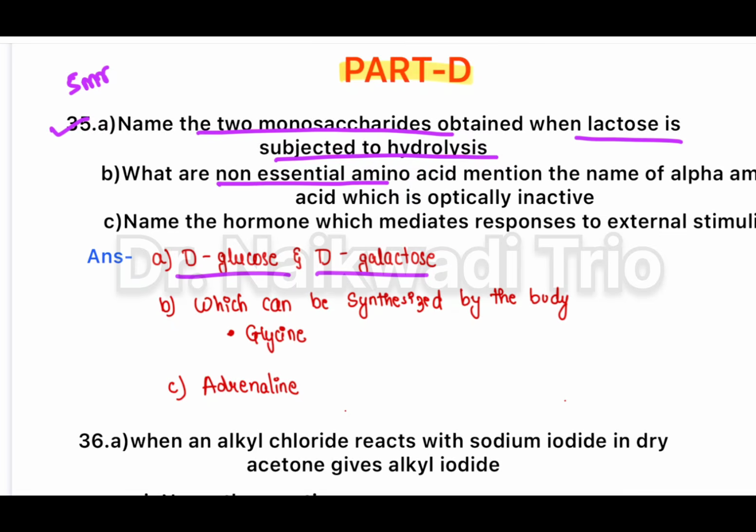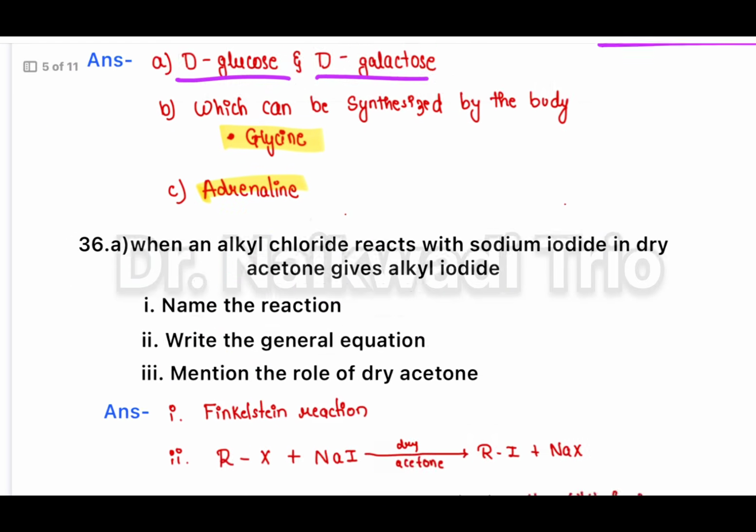Now the B question is: what are non-essential amino acids? Mention the name of the alpha amino acid which is optically inactive. This B question we have already discussed. That is, non-essential amino acids are synthesized by your body, and the optically inactive alpha amino acid is glycine. Now the C question is: name the hormone which mediates response to external stimuli, that is adrenaline.